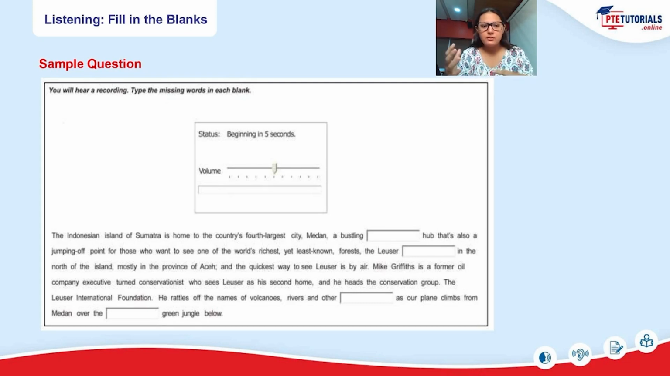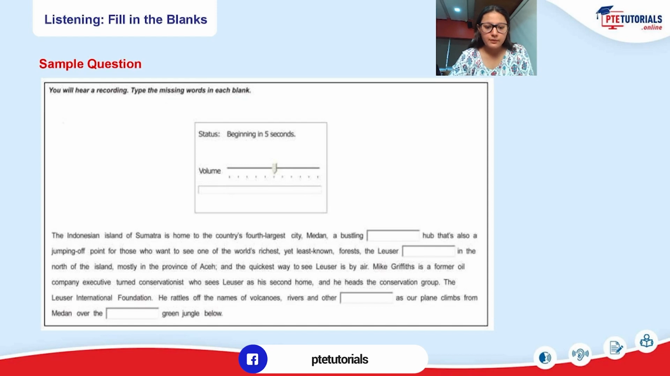Should I just write "area" rather than "regions"? Or can I just write "regions" with a wrong spelling? Alright. Whatever it is, don't make spelling errors. Don't skip the blank. Just two things: don't make spelling errors, and don't skip the blanks.